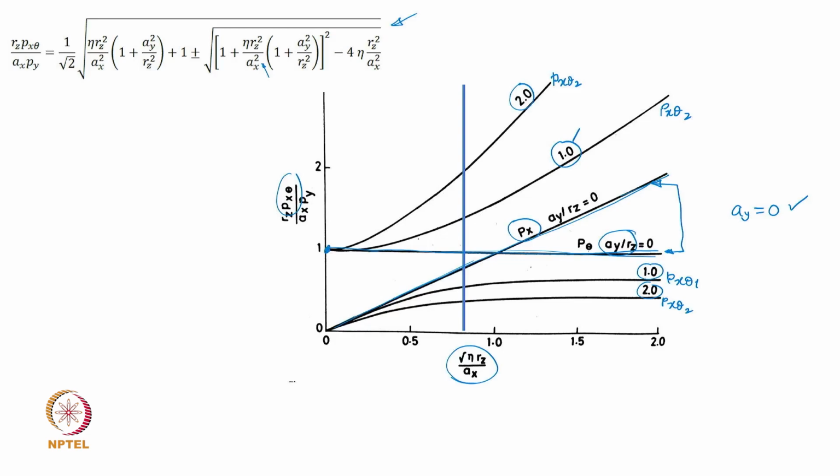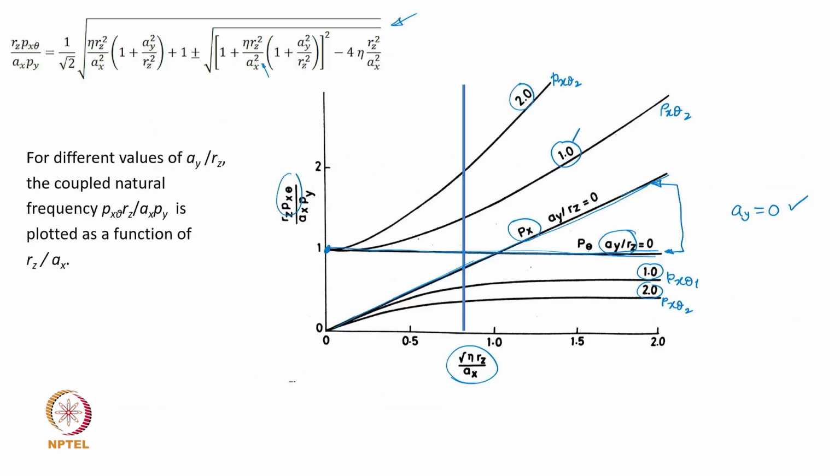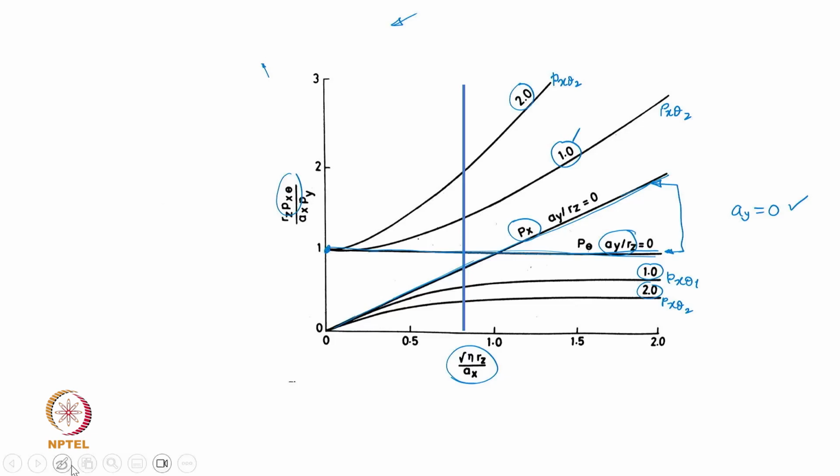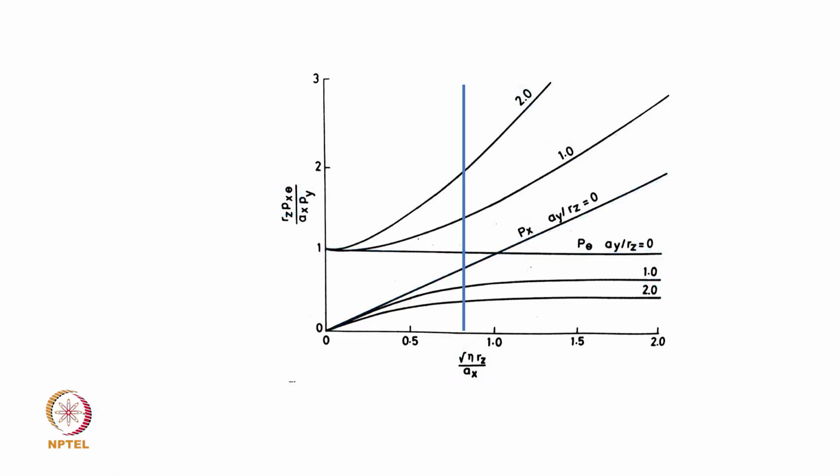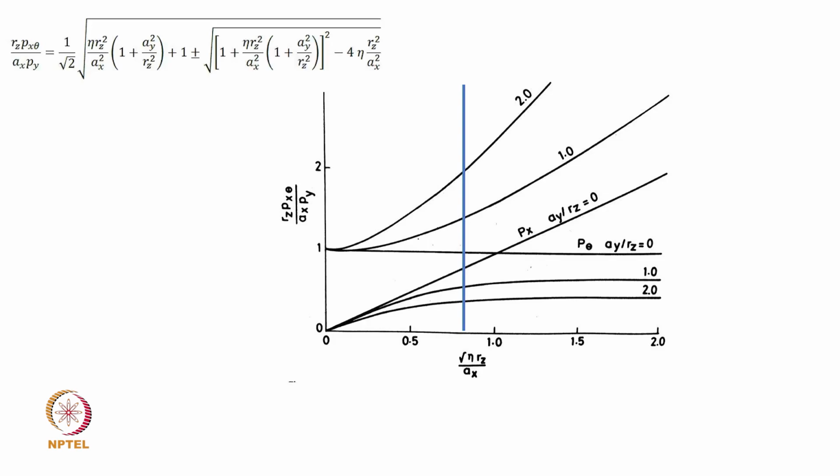Huh? Are you confused? What we have done here is that we are plotting the coupled natural frequencies px theta 1 and 2. When ay is equal to 0, they automatically translate as pure pitch and pure sway natural frequency. So they are like px and p theta.